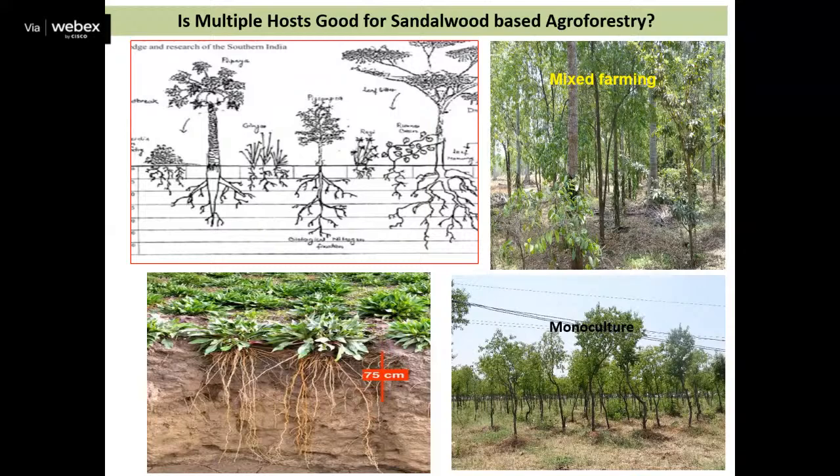Whereas in the agroforest system, the root system will go in different levels, so they will take in different levels. The overall soil fertility will not be depleted. So this is the concept we have to introduce. We can use different host plants. And farmers already practice so many host plants. So I will just show some of the pictures.